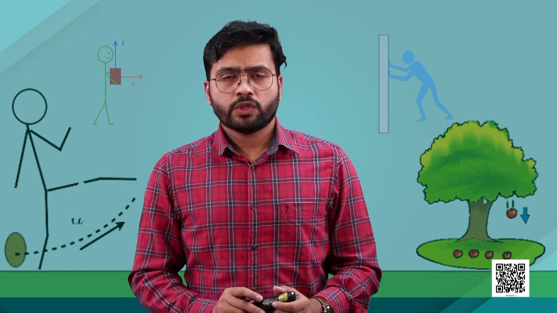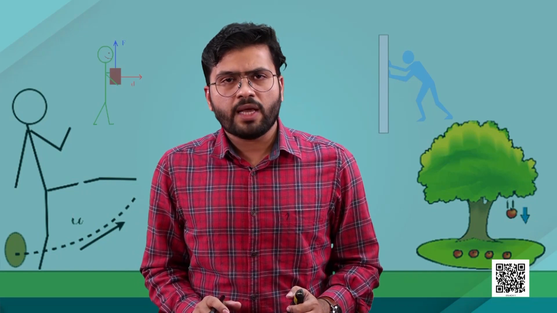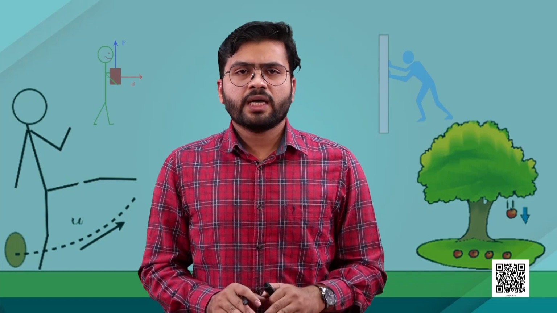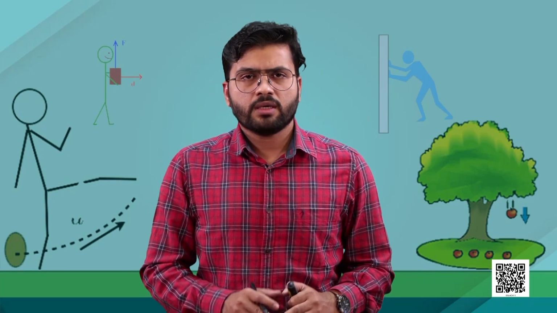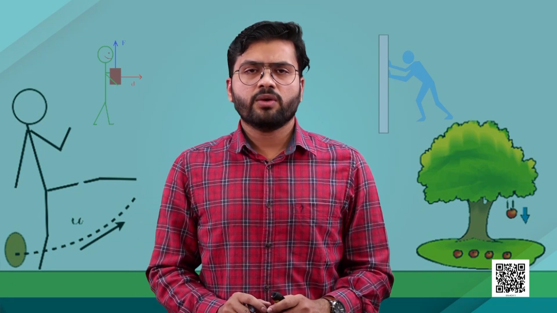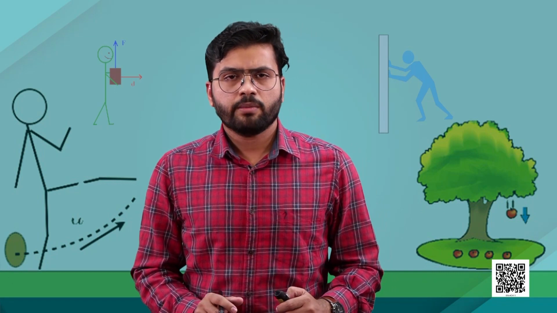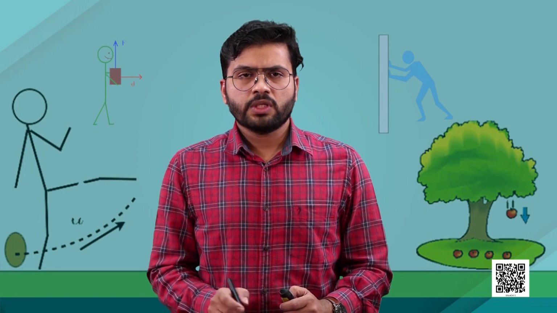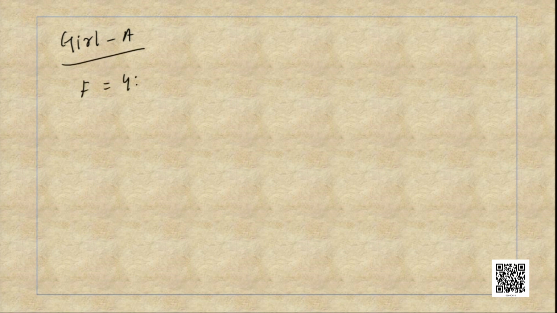So we will use that same formula, power is equal to work by time. First we will calculate the amount of work done by both girl A and girl B. Then we will find out the power of them as the time has been mentioned. You can also give a try and let's look at the solution to it. So for the first girl, girl A, the force applied is nothing but 400 Newton. The displacement is nothing but 8 meter.